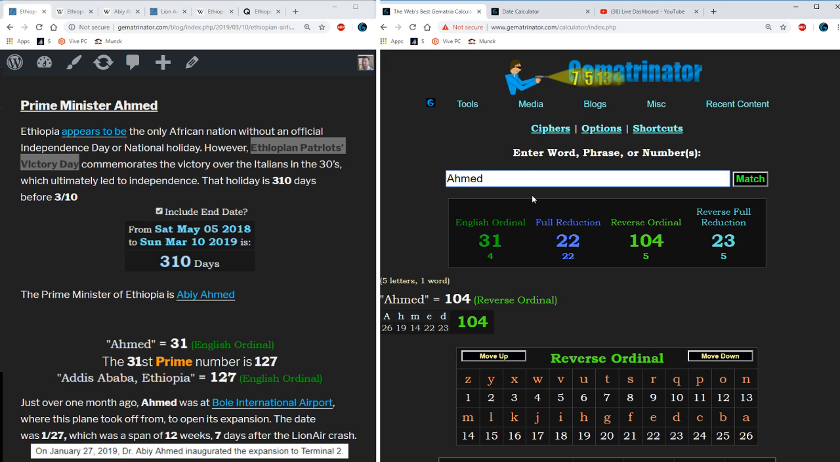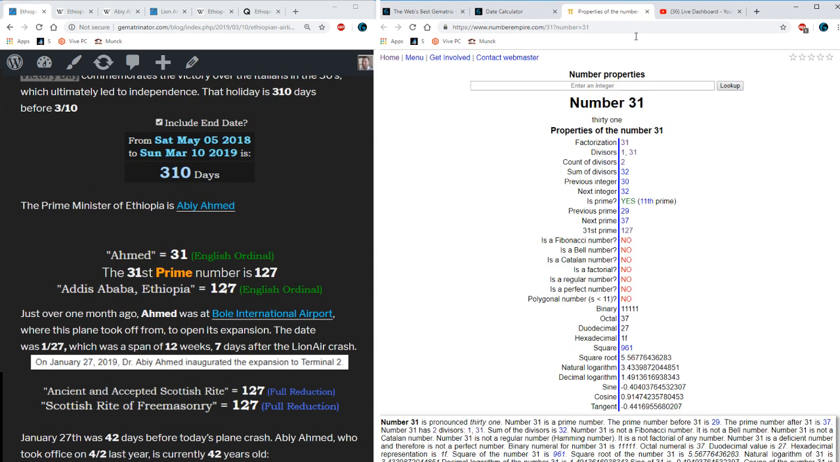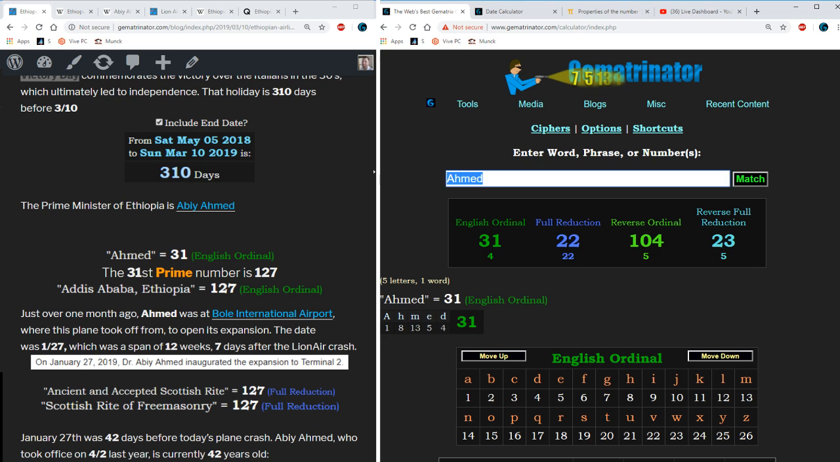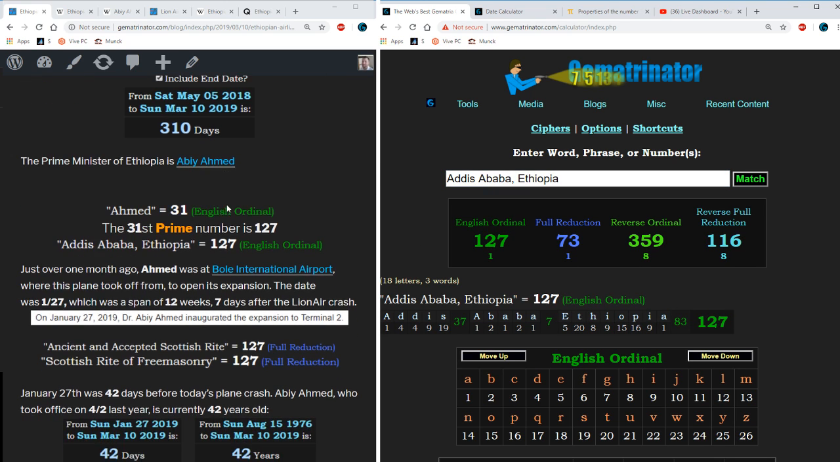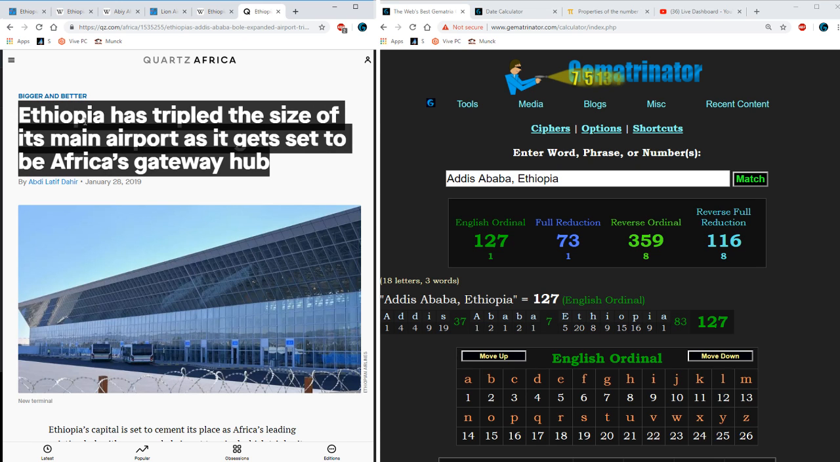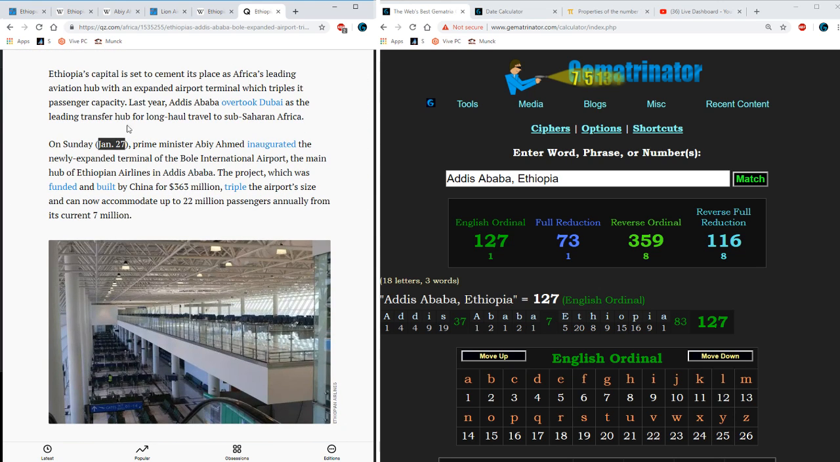310 represents the number 31 in numerology. This prime minister is named Ahmed, which equals 31. The 31st prime number is 127. And this is really significant because in Gematria, Addis Ababa, Ethiopia, sums to 127. And check this out. On the date 127, just earlier this year, Prime Minister Ahmed was at this Ethiopian airport to open up the expansion. Look at this, January 27th. And this event happened by the numbers.